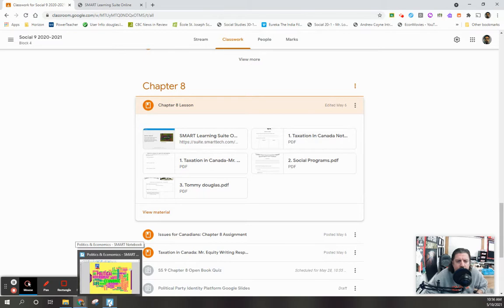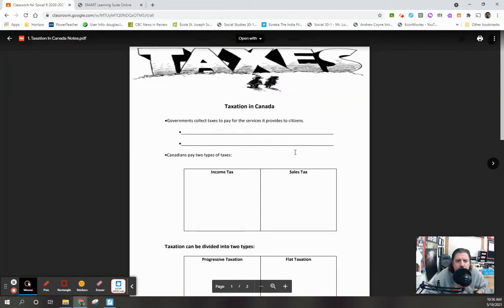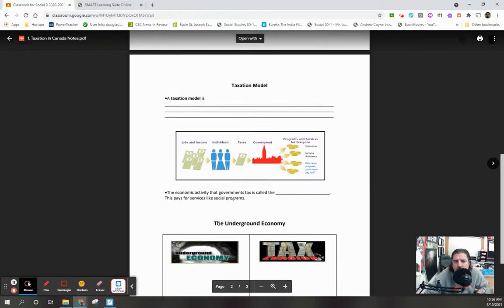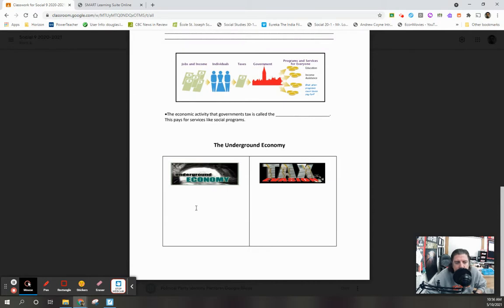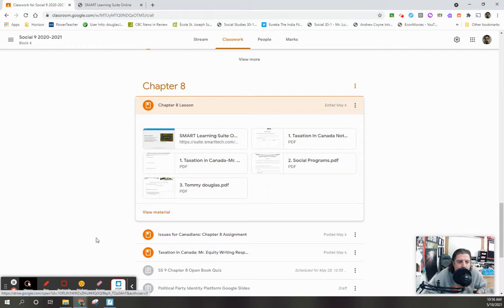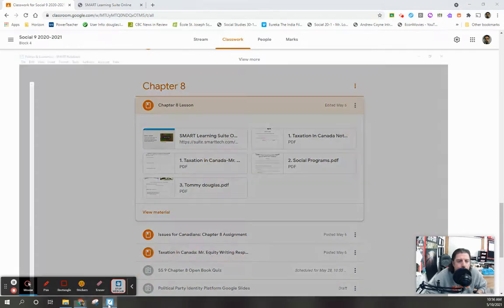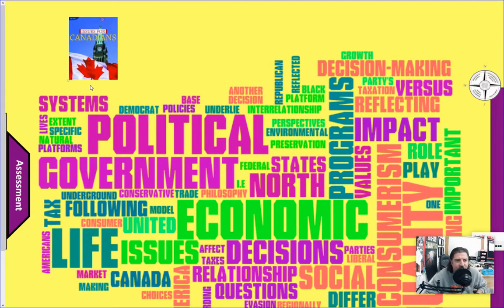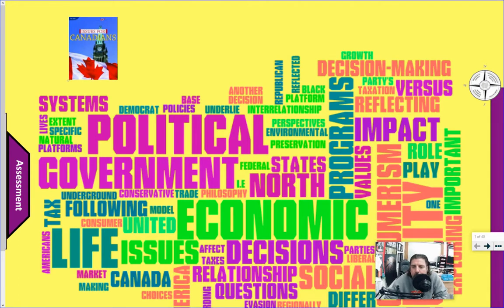Anyhow, with that said, make sure you have this document open so that you can take notes as we go along. And as we get down to the bottom here, as we talk about the underground economy versus tax evasion, then you'll be doing the Mr. Equity writing assignment. Okay, so anyways, here we go. Like I said, this is the Chapter 8 that deals with social programs. Obviously, if you have your textbook, that would be a help.